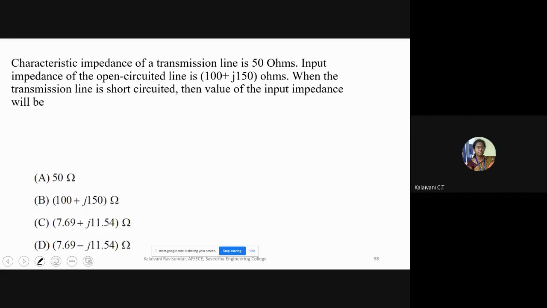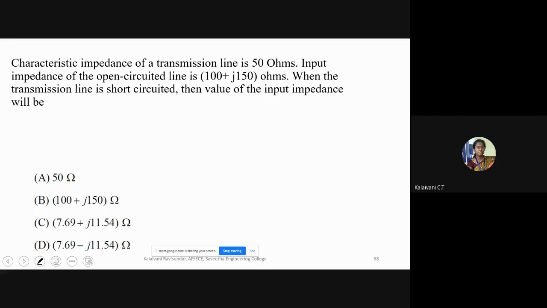Next question: the characteristic impedance of a transmission line is 50 ohms. The input impedance of the open circuited line is 100 plus j150 ohms. When the transmission line is short circuited, the value of the input impedance will be? From this, it's very easy to solve. The characteristic impedance is 50 ohms, open circuited ZOC is 100 plus j150 ohms. When the transmission line is short circuited, the value of the input impedance is?